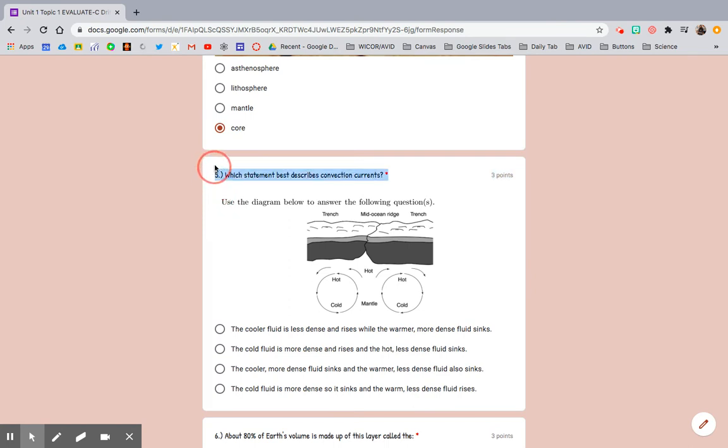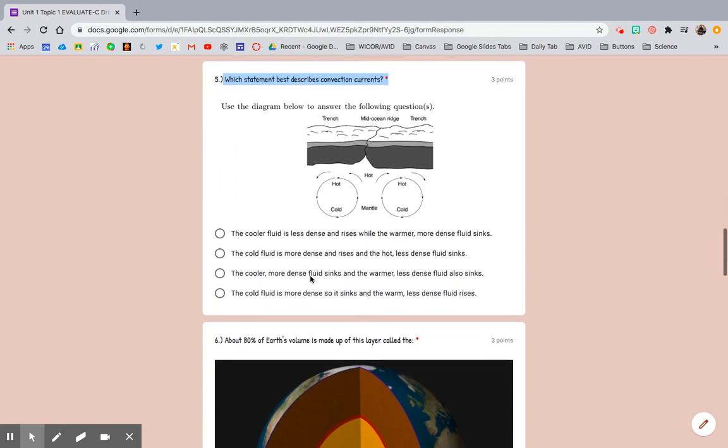Number 5, which statement best describes convection currents? So use this diagram below to answer the following questions. And you see you have the trench, you have mid-ocean ridge, another trench, and then you have this hot air rising and cool air sinking within the mantle. So which statement best describes convection currents? Is it the cooler fluid air is less dense and rises, while the warmer, more dense air sinks? Is it the next one?